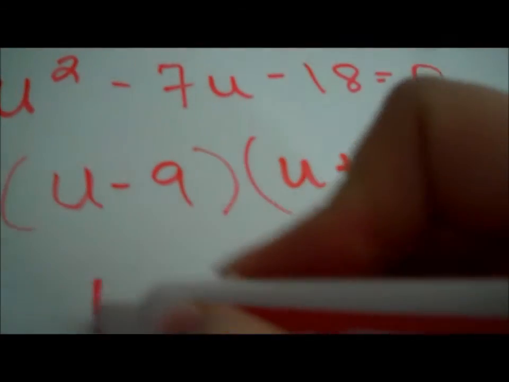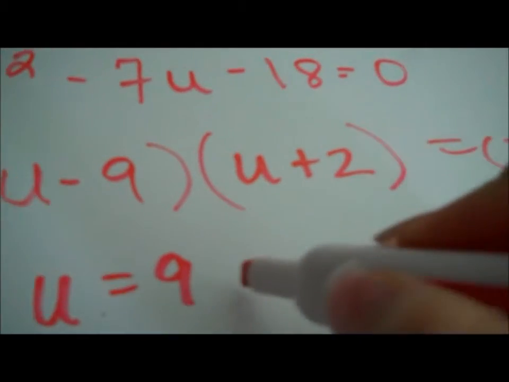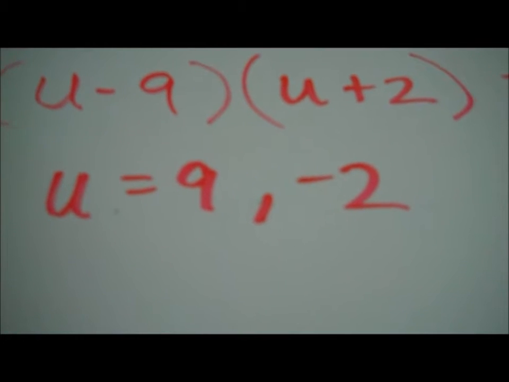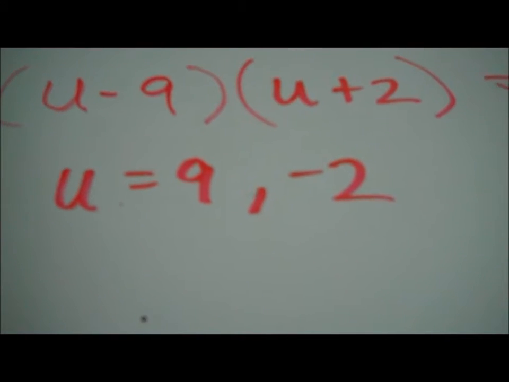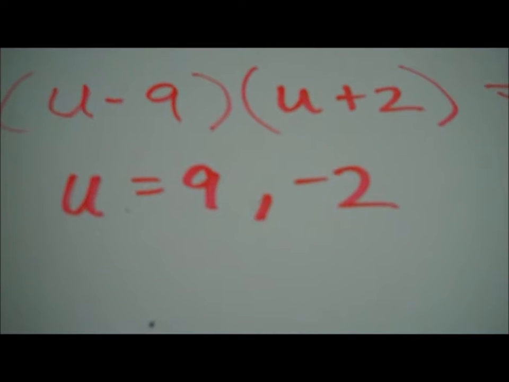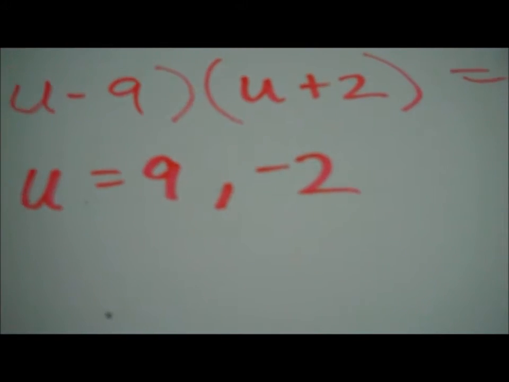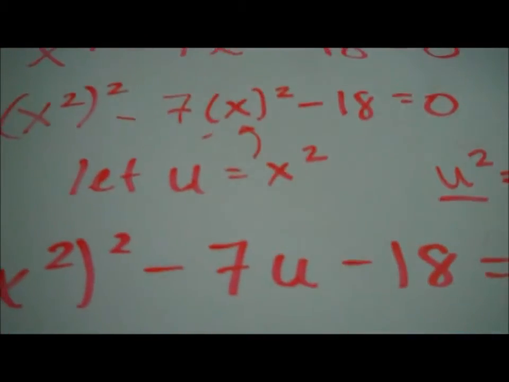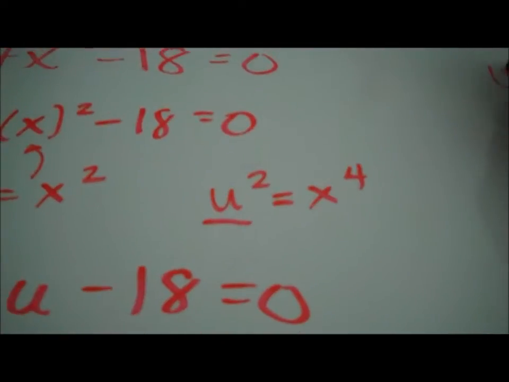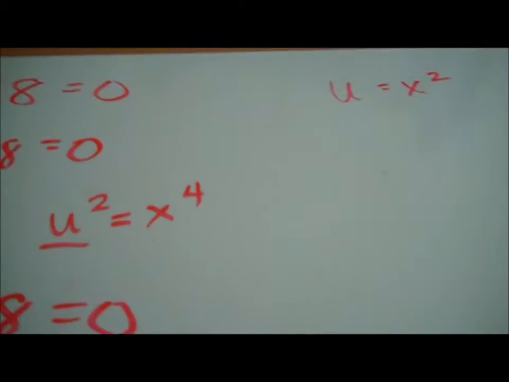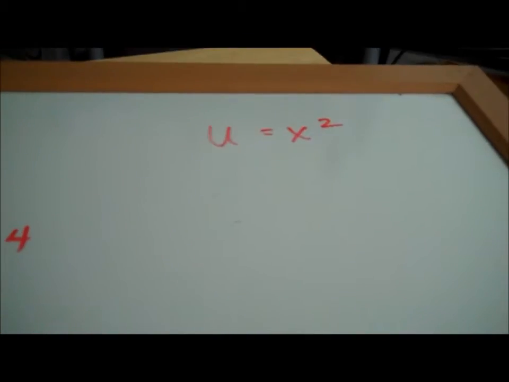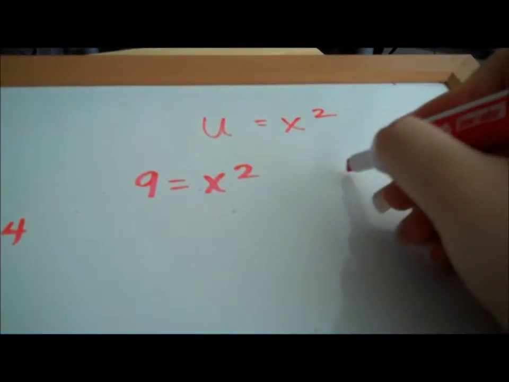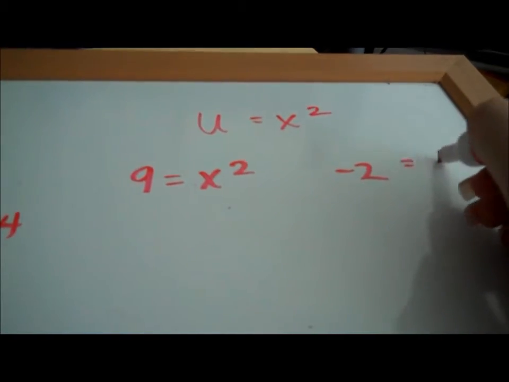So that means that u is going to equal 9 or negative 2. Okay? Here's the thing: that's only our u values. I don't know what my x values are. I have to solve for x. So we need to go back to our original up here. We let u equal x squared. So let's write that up there. u equals x squared. We got two of these. u was either 9 or u was negative 2.